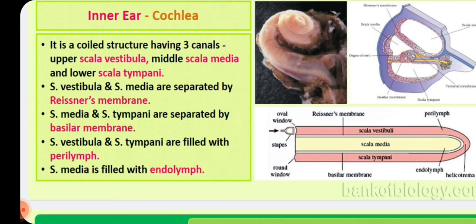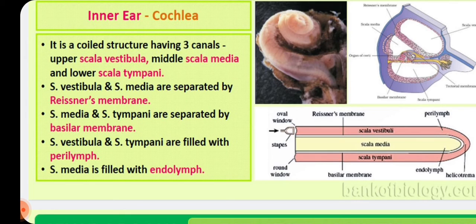So this cochlea, I considered as a coiled structure, consists of three canals. What are those three canals? They are the upper scala vestibuli, the middle scala media, and the lower scala tympani. This division of the cochlea into upper, middle and lower is done by the Reissner's membrane and the basilar membrane.